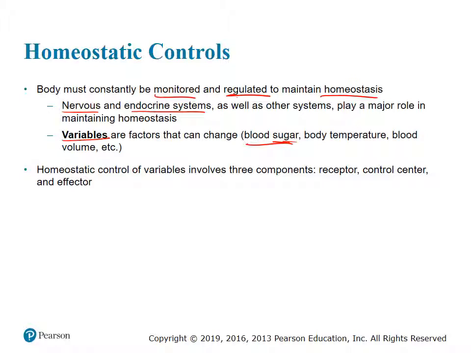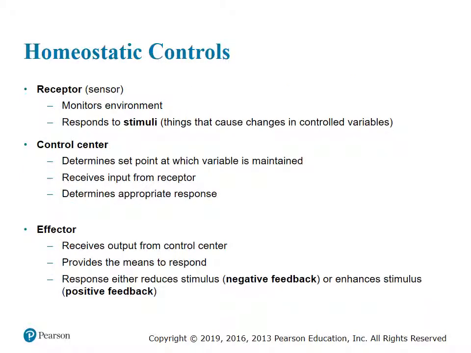Okay. So in homeostasis, we've got three components or three main parts that are considered part of homeostasis, right? A receptor, a control center, and an effector. Okay? A receptor is also known as a sensor. A sensor is the one that monitors or senses the environment.